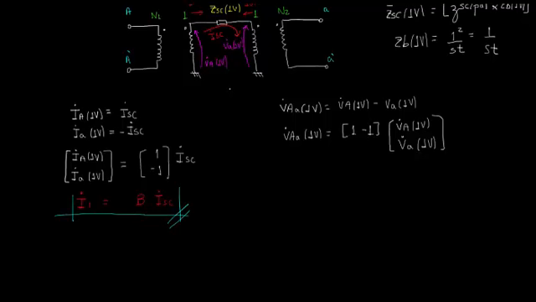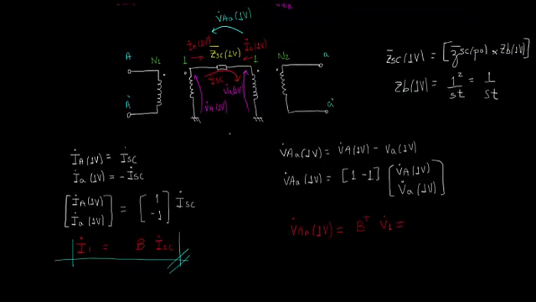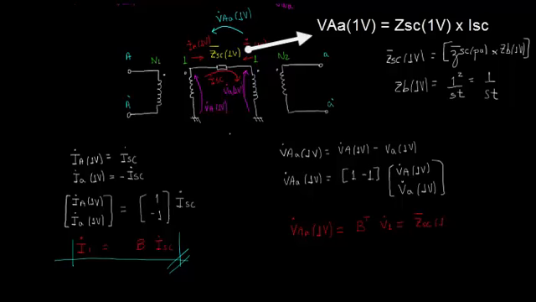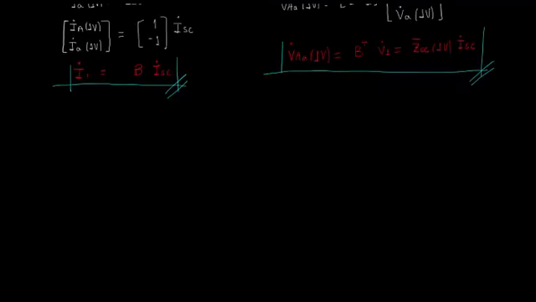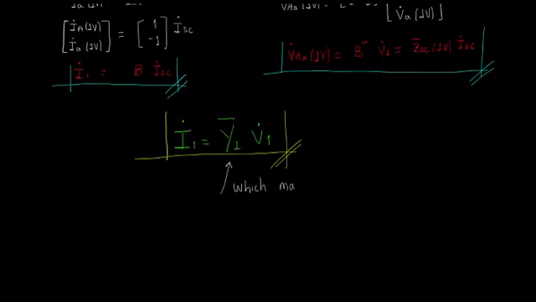We can do something similar for the voltage drop equation. We can say that VAA is B transposed times a column vector V1. That is also equal to the short circuit impedance times the short circuit current. As I1 and V1 are injected currents and nodal voltages respectively, what would be a nodal admittance matrix Y1 that relates these two column vectors?